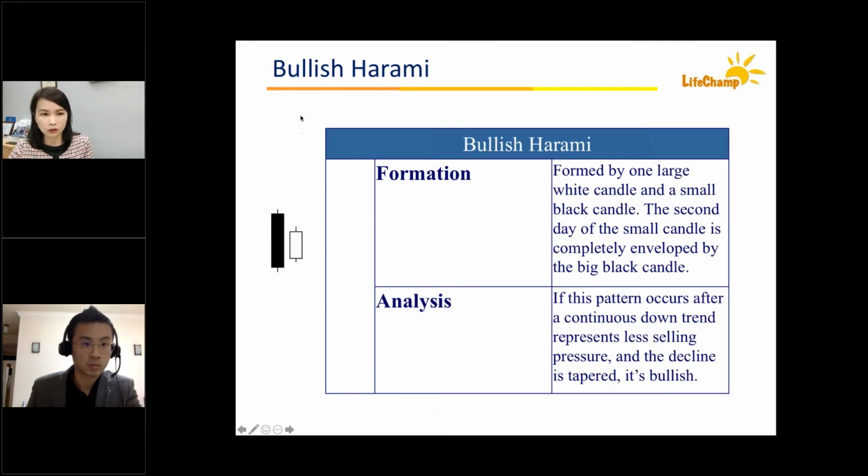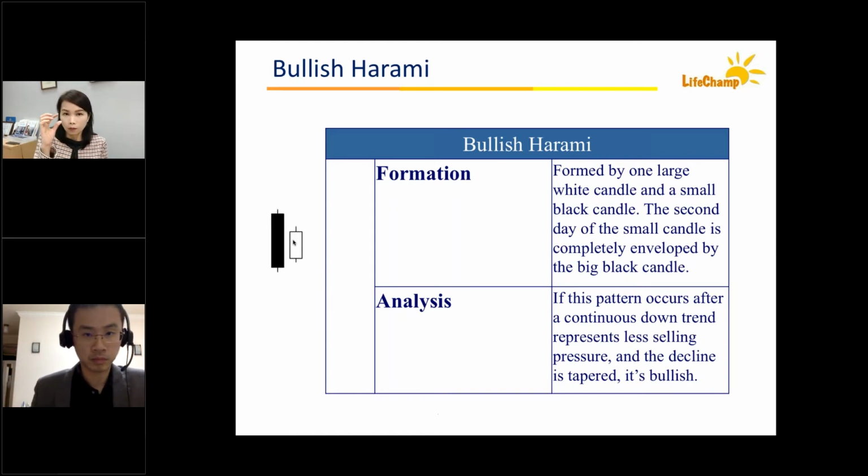Then this one is called the Bullish Harami. Harami means pregnant. Does it look like a pregnant lady? It looks like a pregnant lady, so it's called the Bullish Harami. This one has a very bearish long black candle, followed by a small white candle in the middle. So we call it the Bullish Harami. And this white candle gives you the bullishness about this particular situation.